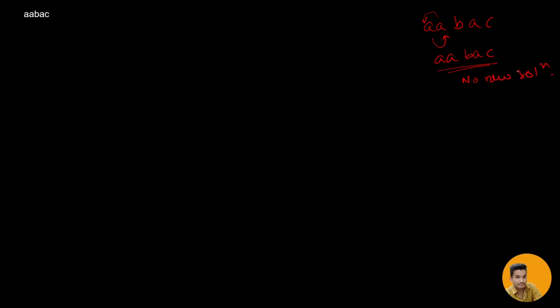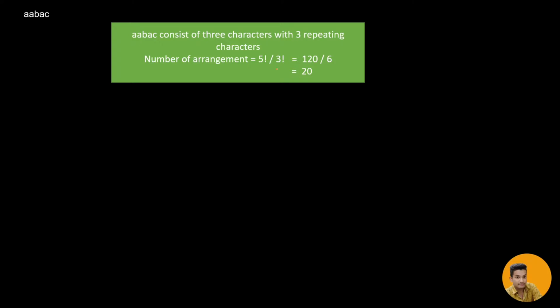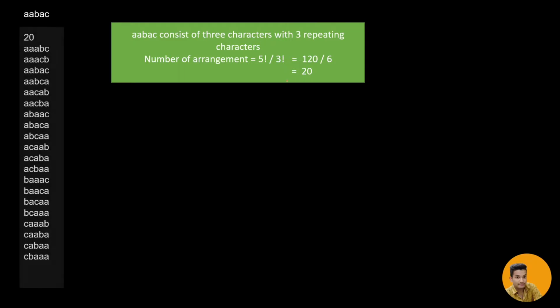That's why we are going to divide by the factorial of the 3 repeating characters with the total number of characters. So the total number of characters is 5. So 5 factorial divided by 3 factorial, that would give us 20. And here are its 20 different possible arrangements.